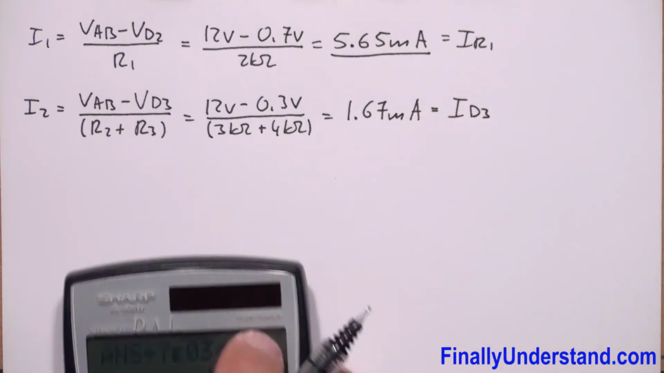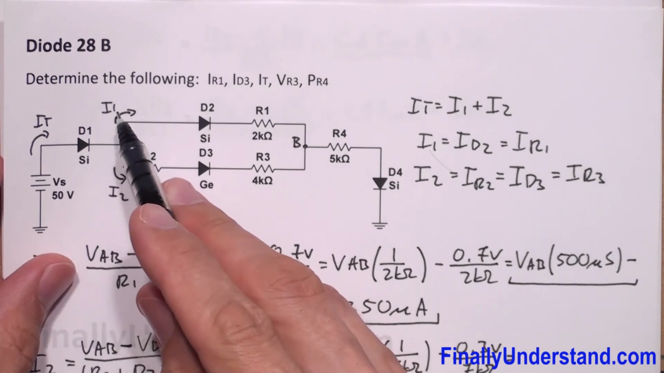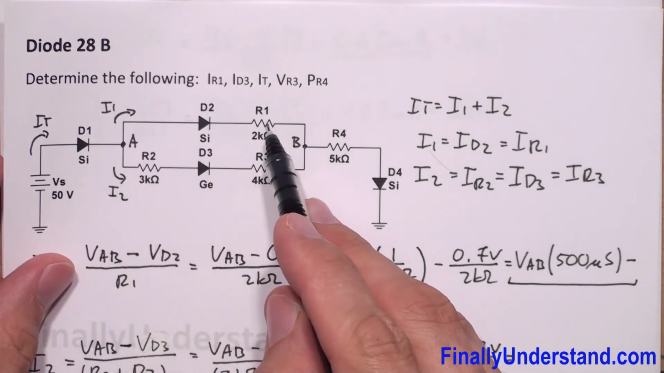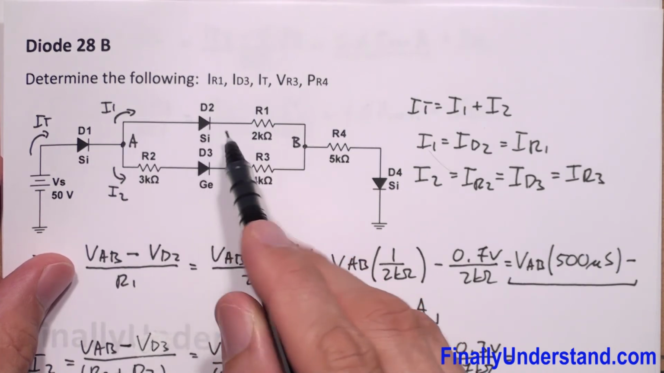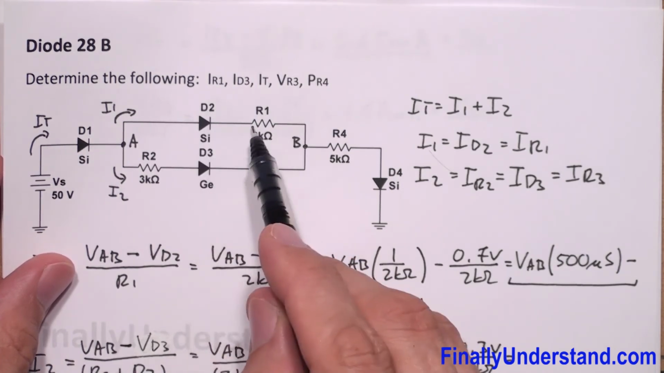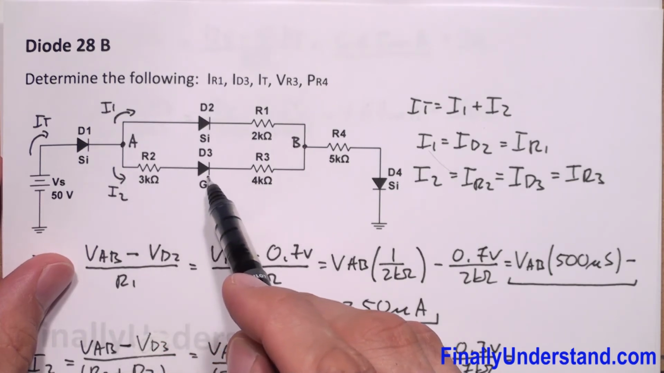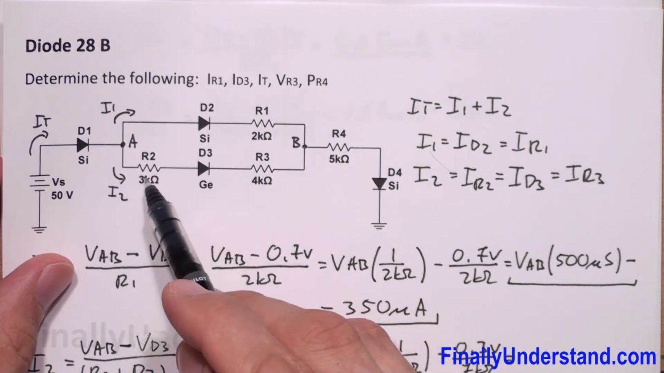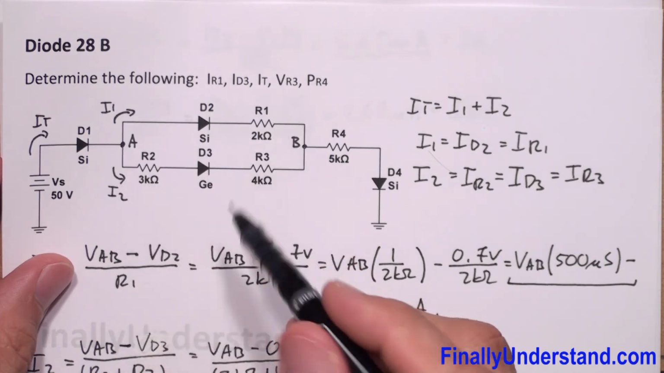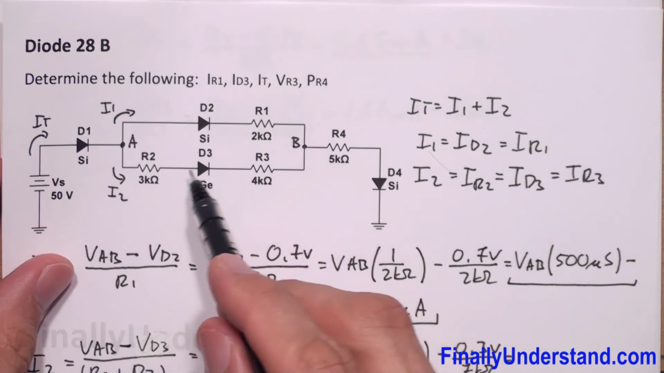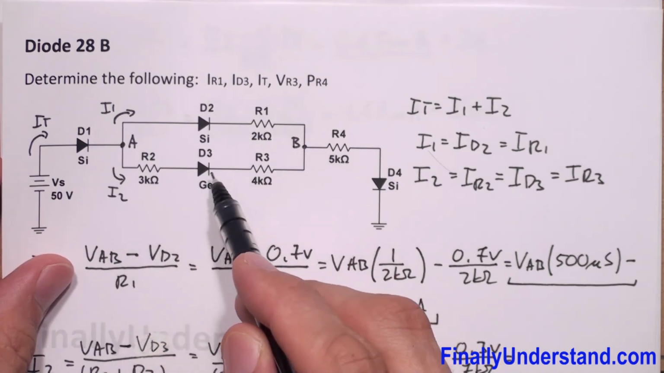Let me show you this one more time, that the current I1 goes through the resistor R1 because these two components are in series. The current is always the same, and I2 goes through the diode D3. Okay, so this is again a series circuit. These three components are in series, so that's why I say that I2 is equal to ID3.